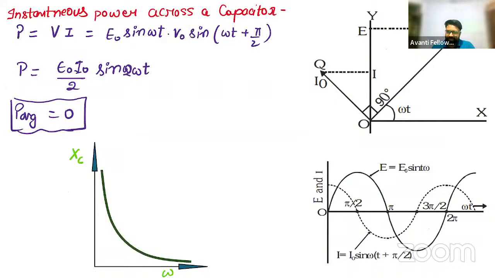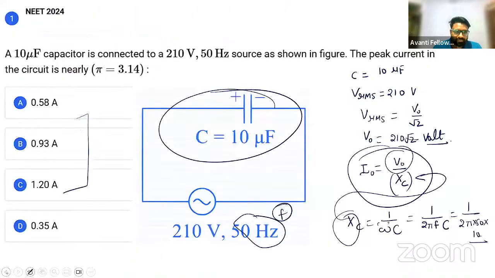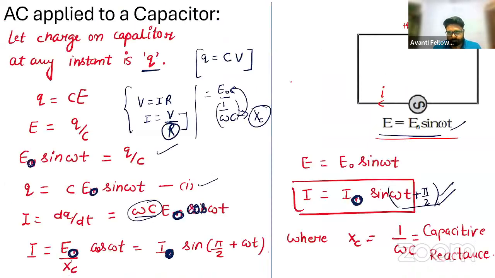Now we also have to calculate the instantaneous power across a capacitor. So instantaneous power across a capacitor will be P is equal to V into I. Again, you need to put the values of V and I. So it is E naught sin omega t, and I is I naught sin omega t plus pi by 2. See, in this case, we have calculated I with a phase difference of plus pi by 2.